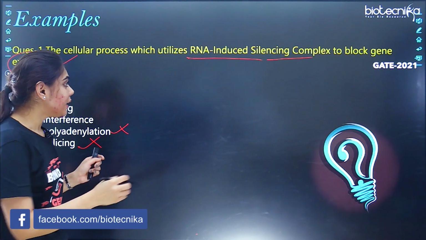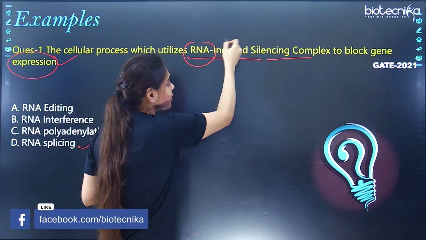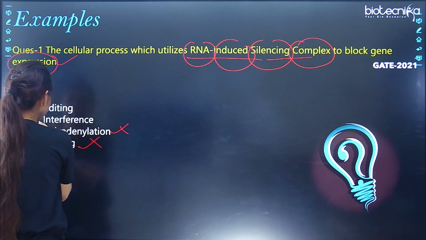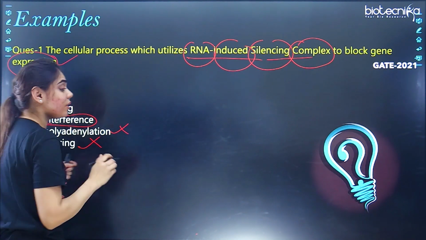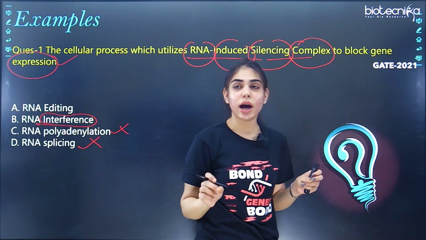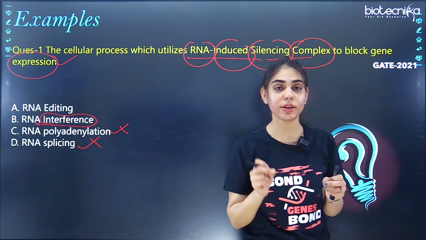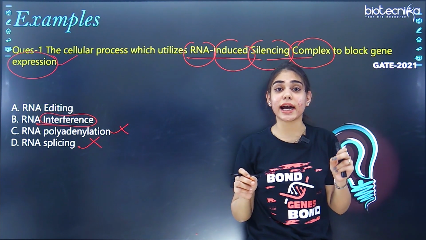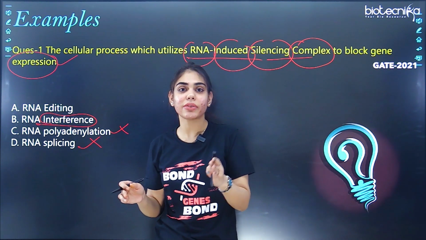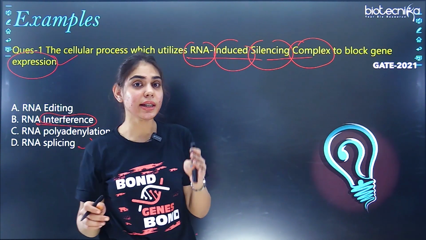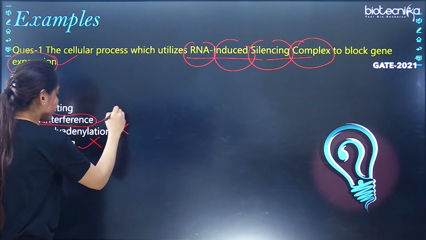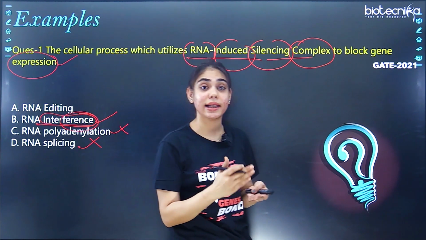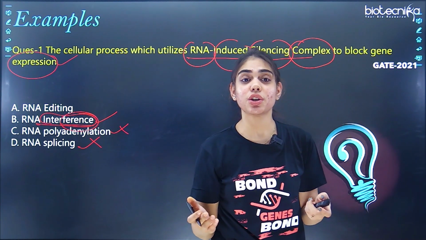Again, if you see RNA induced silencing complex, that means it is silencing something. What will it silence? It will interfere with the DNA and silence gene expression. So how do I solve this question? Just by the word silencing. The term that is catchy in the question is silencing. That means it is silencing or interfering with some pathway. So what is it silencing? What is the answer over here? It is RNA interference, because it is silencing or interfering with the expression of a gene.